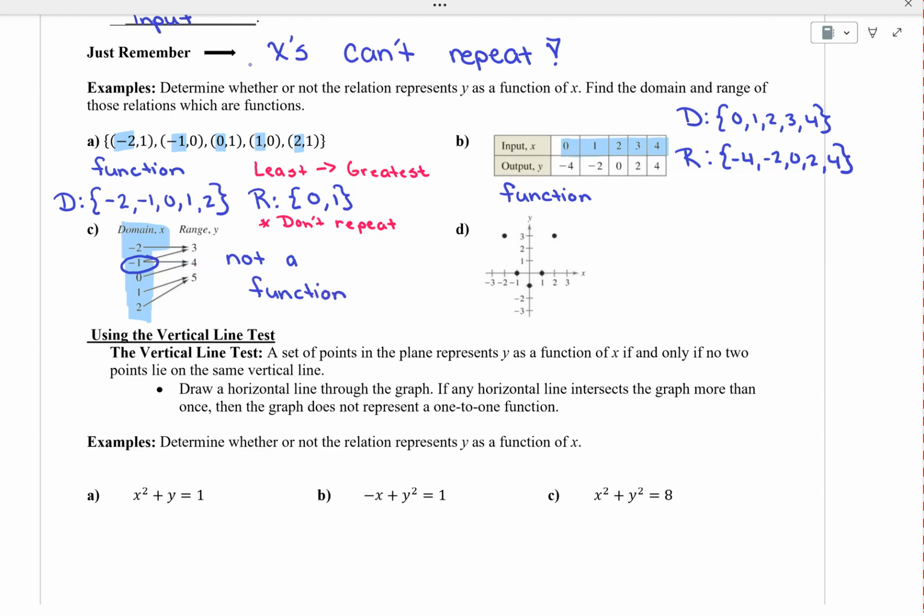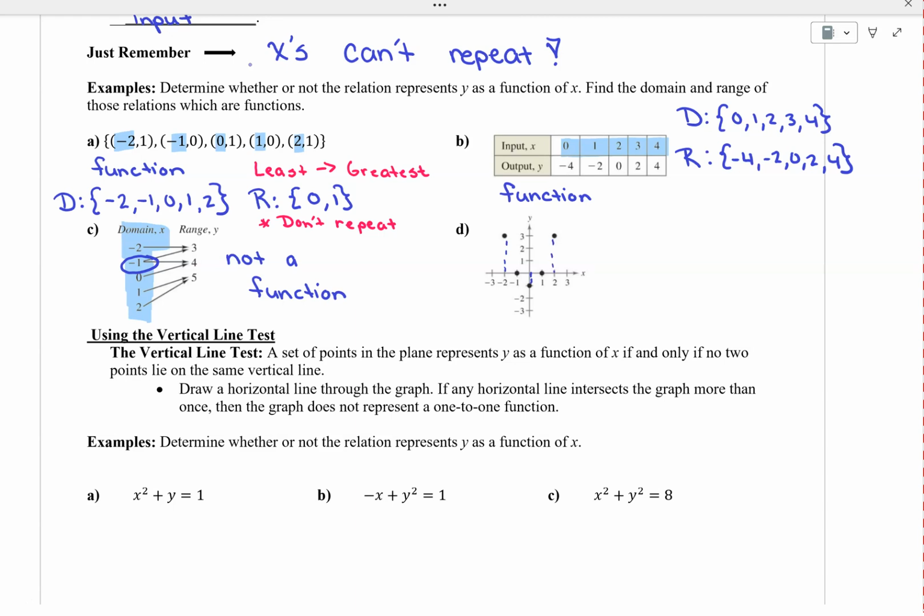Okay, and then let's look at the last one. So to look at this one, since we're given a graph, I want to go look at every single one of my dots. So this dot goes to the -2. That dot's on the -1. That one goes to 0. That one's on 1. And that one goes to 2.